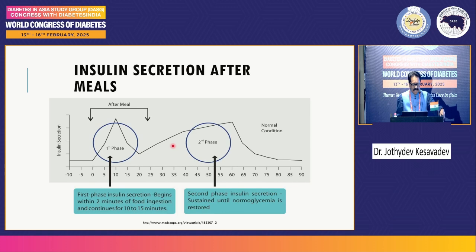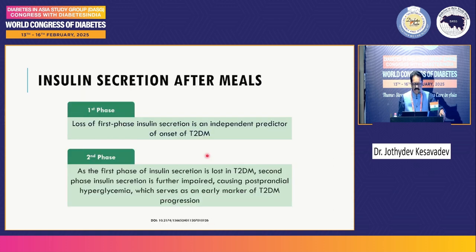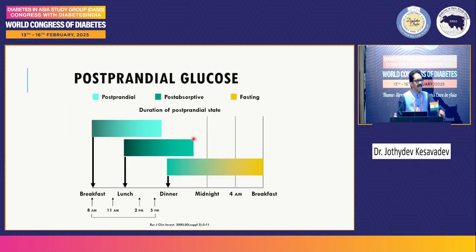The basics of diabetes are known to everyone. In type 2 diabetes, the first phase of insulin secretion gets blunted, and over time the second phase of secretion is sustained until normal glycemia is restored. These are probably some of the early markers of type 2 diabetes progression. And because this is a PPG symposium, we are discussing the postprandial state. We are all in the postprandial state. So how long are you actually in this postprandial state?